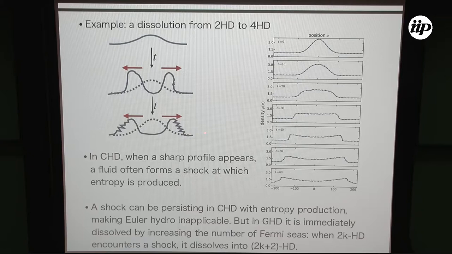So we checked this idea against the simulation by the molecular dynamics that I introduced just now. So these black dots describe this assumption of a passage from 2HD to 4HD. Until some point, the dynamics is described by 2HD, but after some point when the profile gets very sharp, it's taken over by 4HD by increasing the number of fluid components. And the blue line is from the molecular simulation, and the agreement is very good. So this kind of mechanism is confirmed against the molecular simulation.